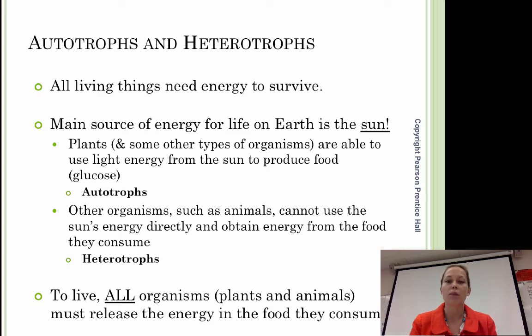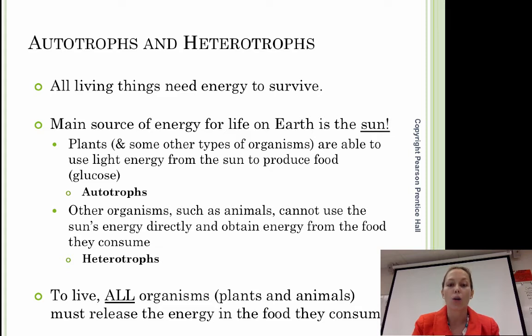Autotrophs and heterotrophs. We talked about autotrophs and heterotrophs when we talked about the flow of energy through an ecosystem. So let's just review. All living things need energy to survive. The main source of energy for life on Earth is the sun. Recall that plants and some other types of organisms are able to use the light energy from the sun to produce their own food. Those organisms are called autotrophs. Other organisms, such as animals and ourselves, cannot use the sun's light directly and need to obtain energy from the food they consume, and those organisms are called heterotrophs.